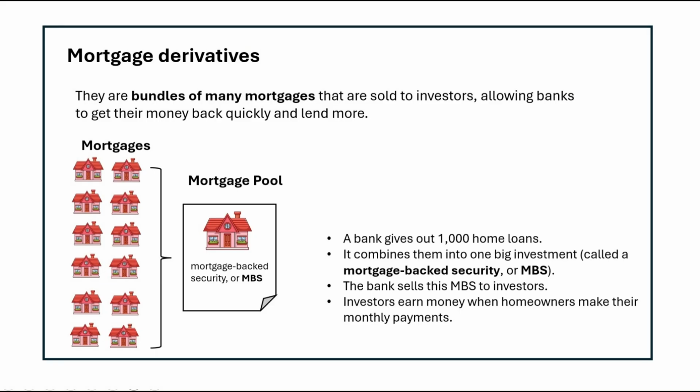Let's take a closer look at mortgage derivatives, specifically mortgage-backed securities, or MBS. These are created when a bank bundles together many home loans, say 1,000 mortgages, and turns them into one big investment. This investment is called a mortgage-backed security. The bank then sells the MBS to investors, which allows the bank to get its money back quickly and issue more loans. Investors who buy the MBS earn money from the monthly payments made by the homeowners. It's a way to transfer the risk and cash flow of housing loans from banks to the broader financial market.